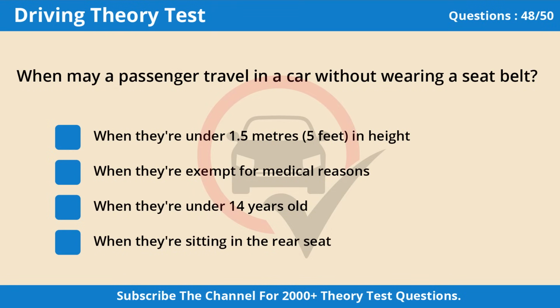Question 48. When may a passenger travel in a car without wearing a seat belt? A. When they're under 1.5 meters, 5 feet, in height. B. When they're exempt for medical reasons. C. When they're under 14 years old. D. When they're sitting in the rear seat.